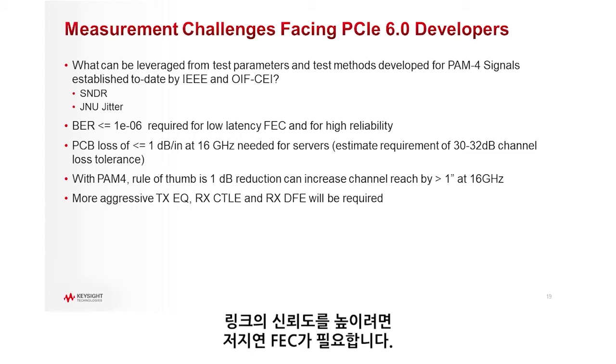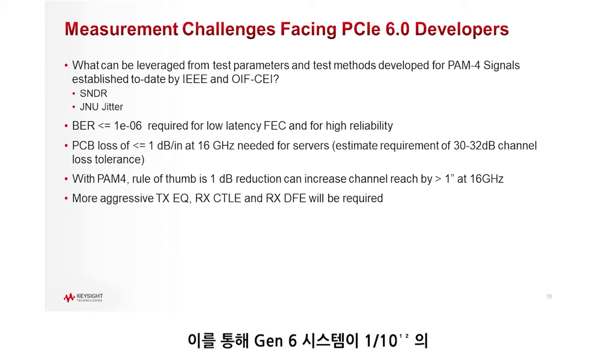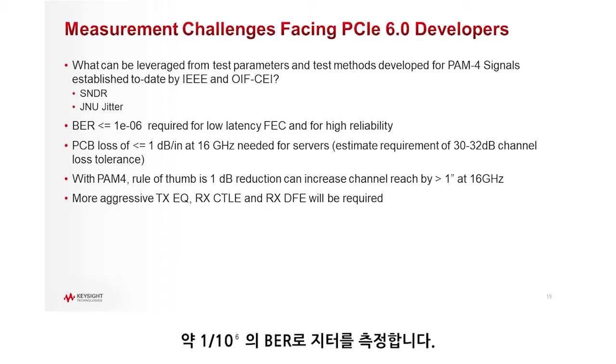Now, what I talked about previously is that the native BER of 1 error in 10 to the 6 requires a low latency FEC in order to achieve high reliability of the link. So forward error correction is able to improve the overall link BER and will allow a Gen 6 system to achieve a system bit error ratio of 1 error in 10 to the 12 bits. Now, this also helps to make it easier to make the JNU measurements for jitter, because jitter again is measured at an estimated BER of 1 error in 10 to the 6 bits.